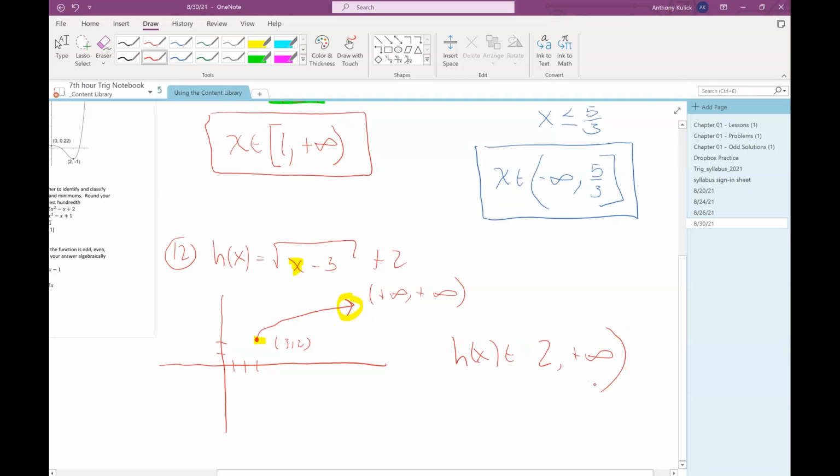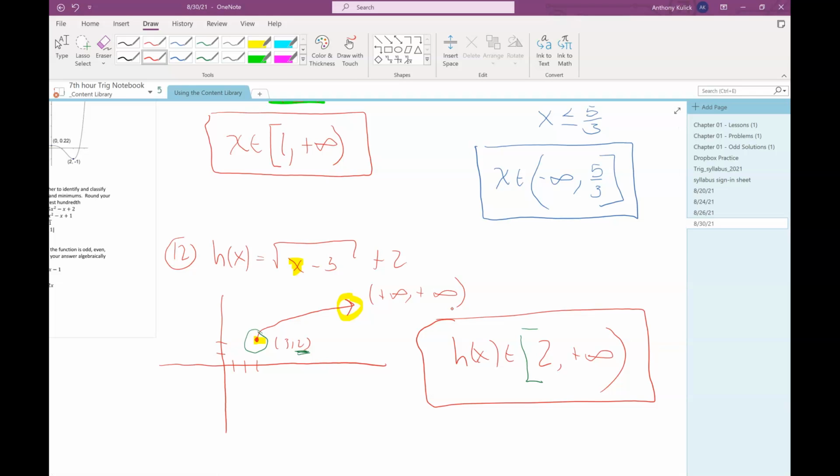So I know the infinity always gets a parenthesis. And because I actually have a point whose y coordinate is 2, I know the 2 gets a bracket. And I'm all done. Okay? I didn't ask you to do it algebraically, so you don't have to do it that way. You can just kind of look at the picture and interpret what you see.